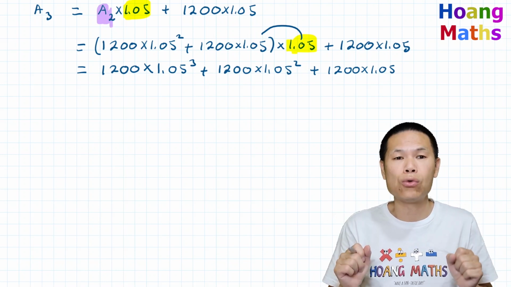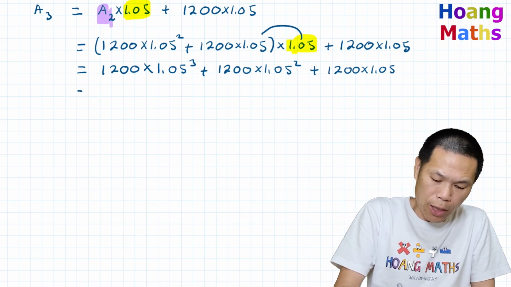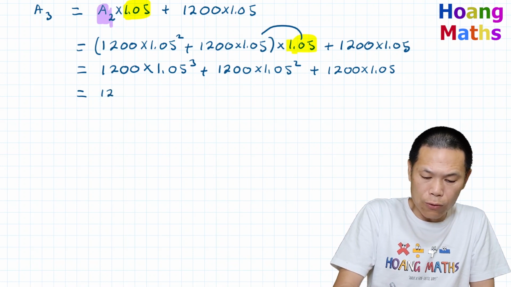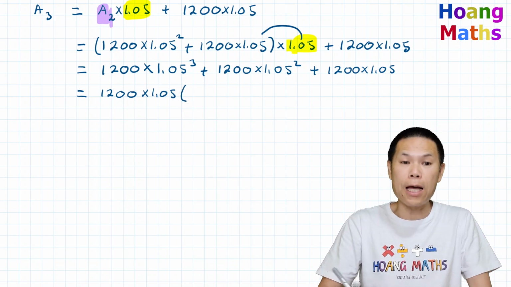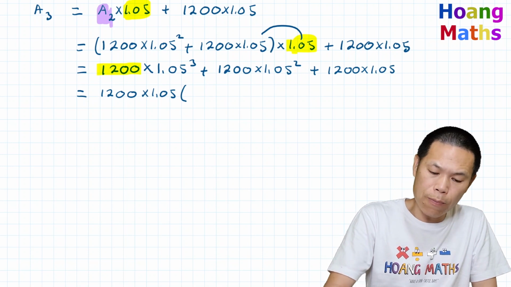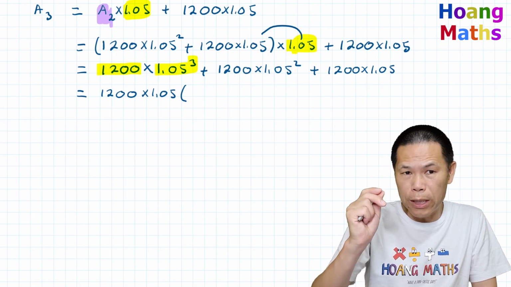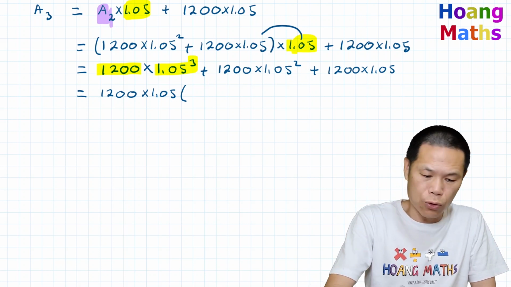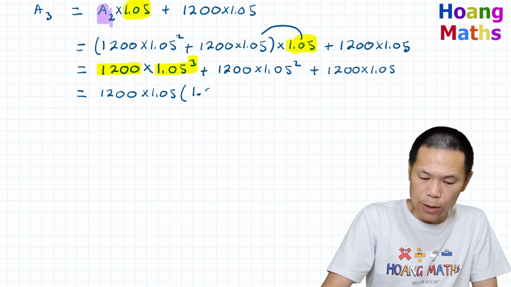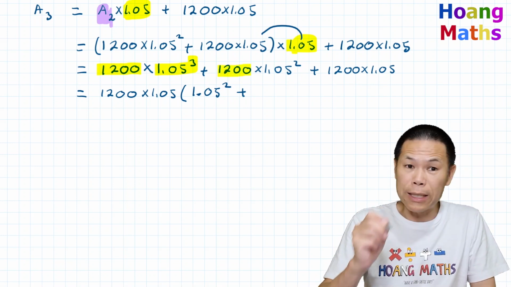That is 1,200 times 1.05, okay? That is the common factor. So let me take it out. So 1,200 times 1.05. That's a common factor. So in other words, the 1,200, I take it out already for this term. And then this 1.05 power 3, I take one of them out. So that will be equal to 1.05 power 2. So 1.05 square.